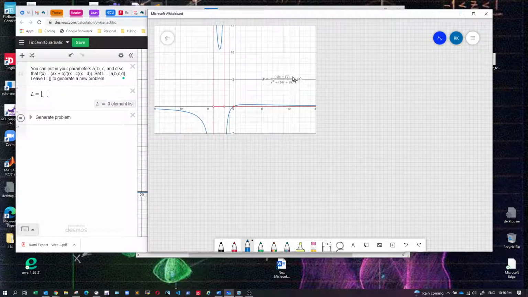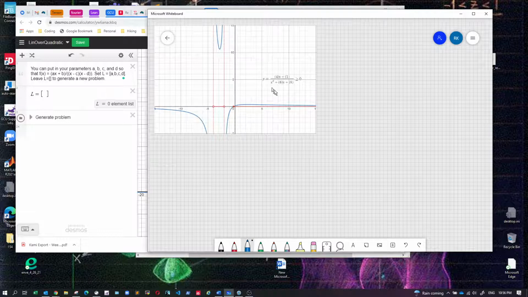Okay, so this is the problem I originally had. And if we were to factor the bottom, we would get x plus 2 times x plus 6. That's what the bottom would turn into. Sorry, x plus 2 times x plus 4. That's what the bottom would turn into. And its two roots would be minus 2 and minus 4.